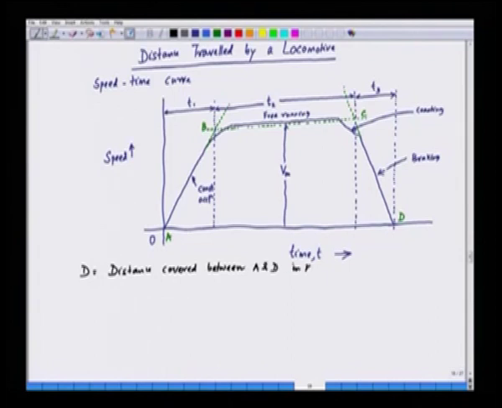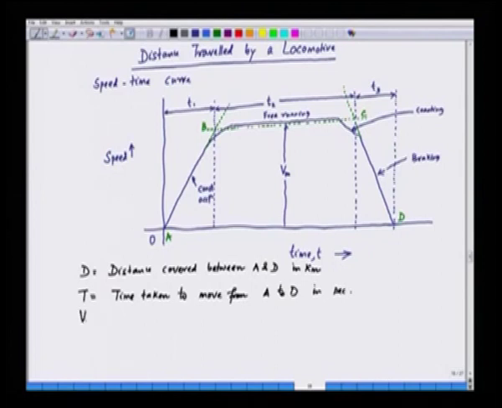In kilometer, and capital T is the time taken to move from A to D in second. Here we have A, B, C and D. So, we are starting from A and we are ending at D. So, this is basically the capital T, the time taken to move from A to D in second.